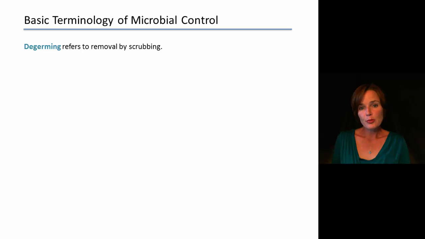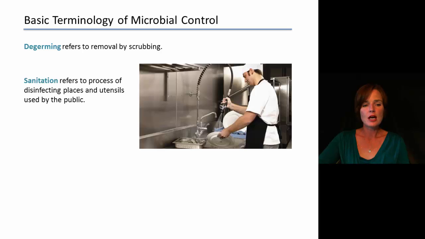Degerming is also another important word. This refers to removal by scrubbing. So some of that does take place with the disinfecting that we just saw on the previous slide. Sanitation, another term, refers to the process of disinfecting places and utensils that are typically used by the public. So this is something that you do see in a lot of restaurants. So in their kitchen areas, they would be sanitizing dishes and different silverware, things like that.